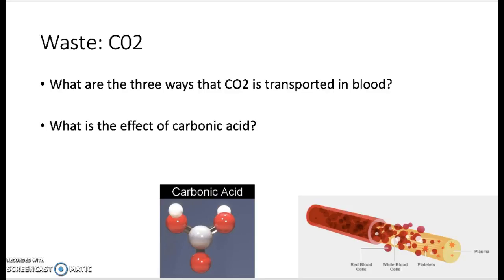Carbon dioxide is transported into the blood in 3 ways. 3% of it is dissolved into the blood plasma. 23% is taken as carbaminohemoglobin, and 70% becomes carbonic acid. Carbonic acid is bicarbonate plus hydrogen ions, and hydrogen ions increase the acidity or decrease pH.